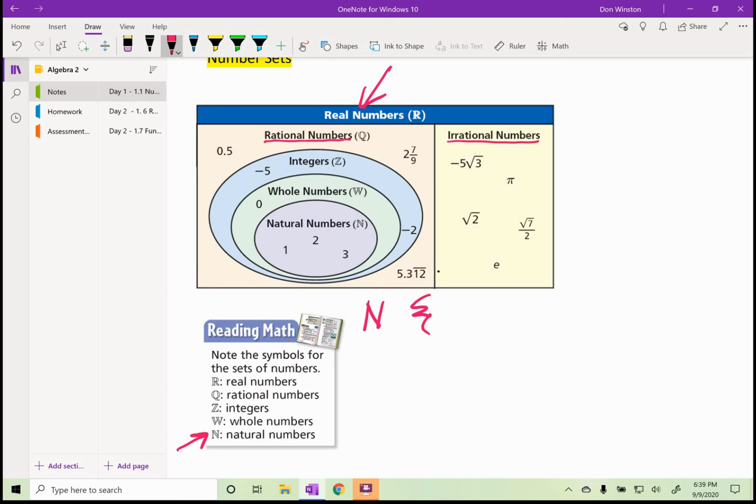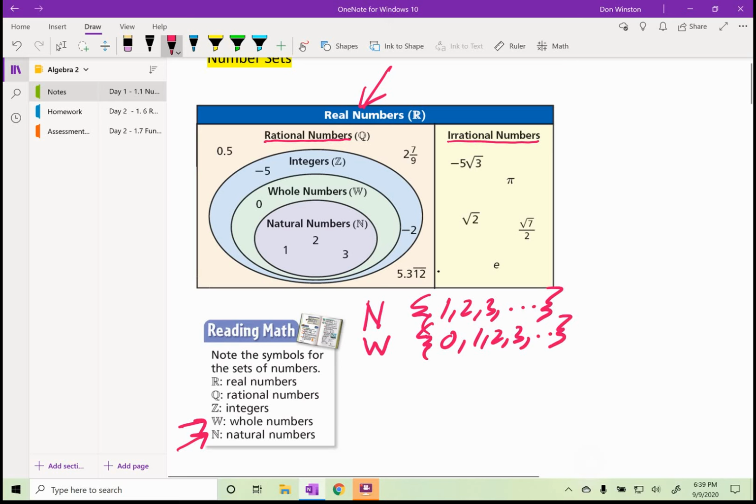Natural numbers in roster notation, we use this curly bracket, and that would be 1, 2, 3, and then the ellipsis to mean that it goes on forever. Okay, so that's the set of natural numbers, the counting numbers. And then back in the 1700s, people realized that we needed the number 0, and so they included 0. And so the set of whole numbers starts at 0, and it goes on forever.